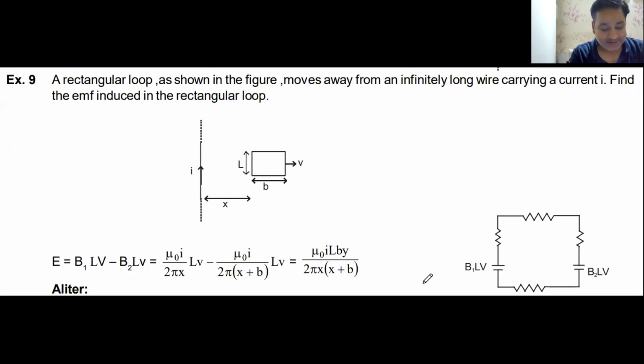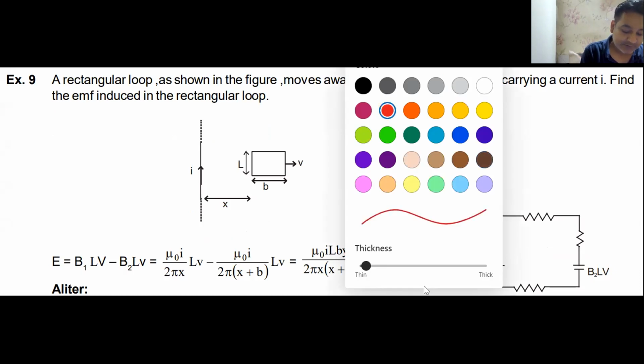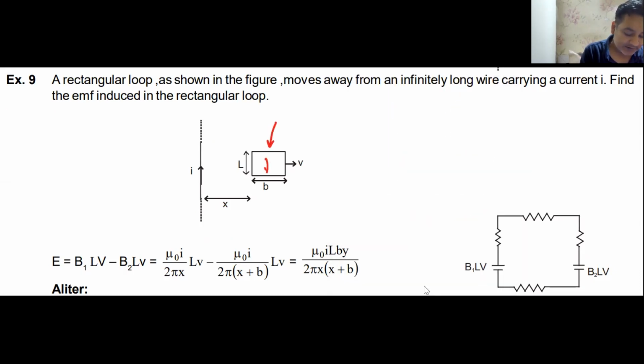As you already said, in two of these wires, I'll mark it by red, this wire and this wire, the motional EMF is zero. There is no EMF induced because this part and this part are parallel to V. Yes or no? Yes, sir. So now I'm left with these two parts, part A and part B. Do we understand this? Yes, sir. Now, in part A and part B, the problem is the magnetic field is not the same. So therefore, I've written it as B1 and B2. Yes or no?